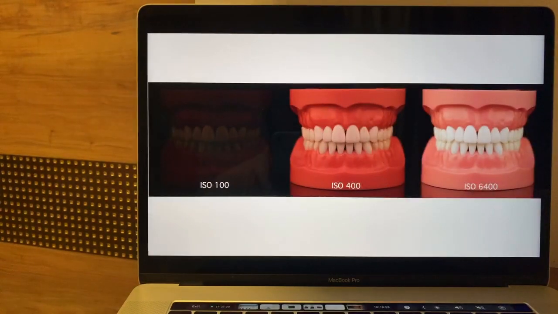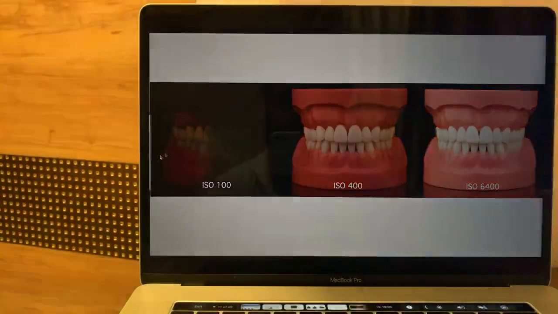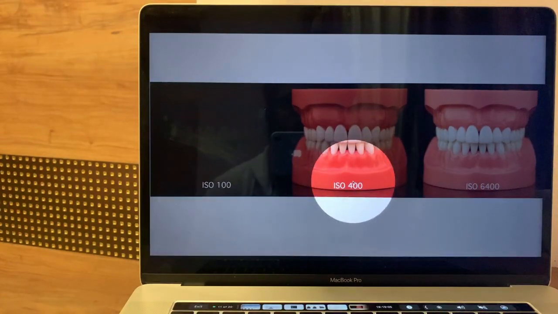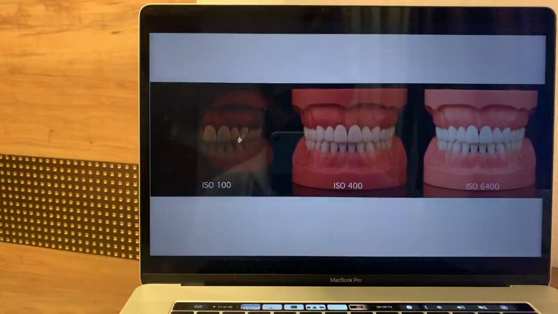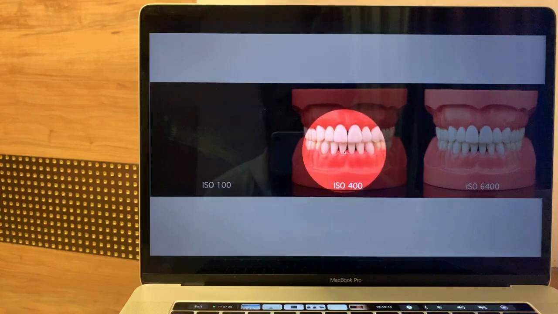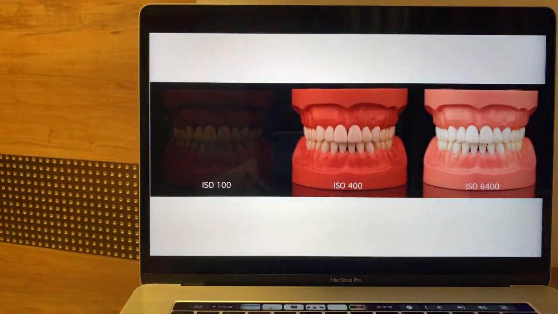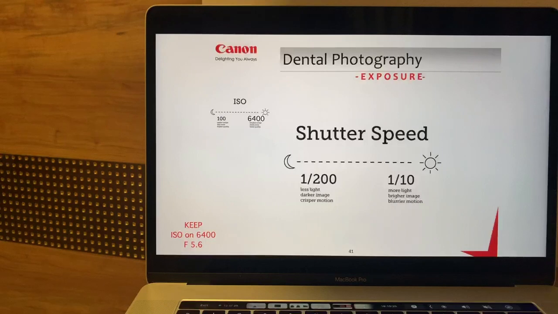This is what the image would look like if I give you a practical example. ISO 100, darker image as compared to ISO 400, which is darker as compared to ISO 6400. But this will have minimum noise, this will have more noise, this will have maximum noise. This is what ISO does to our images. Then we went on to understand what shutter speed does to our images.